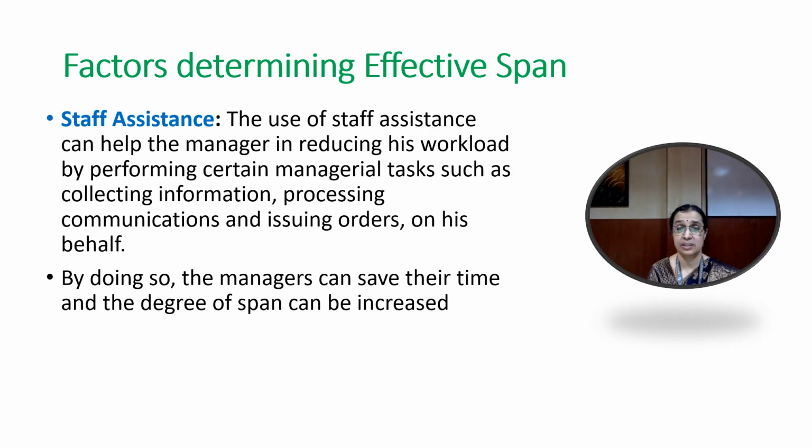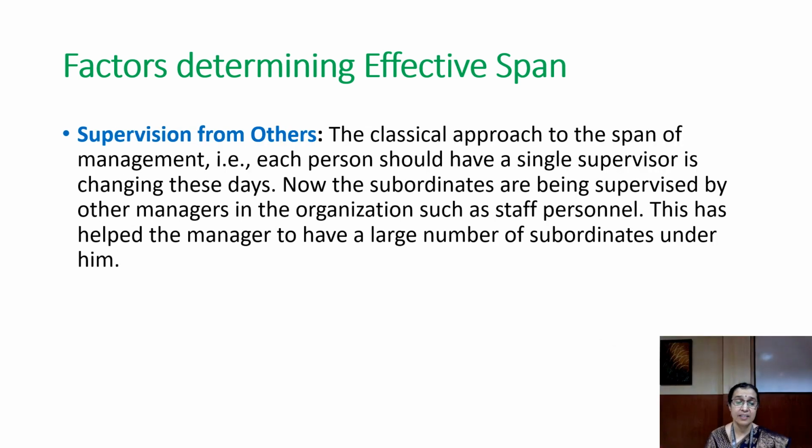Then the use of staff assistants. They can help the manager in reducing the workload by performing certain managerial tasks. So that is another way by which the work of the manager can be made effective. The last factor is supervision from others. Not only is the manager managing the work of the subordinates, the subordinates are also supervised by other managers in the organization, such as personnel staff. HR people also can help the managers to get the work done.